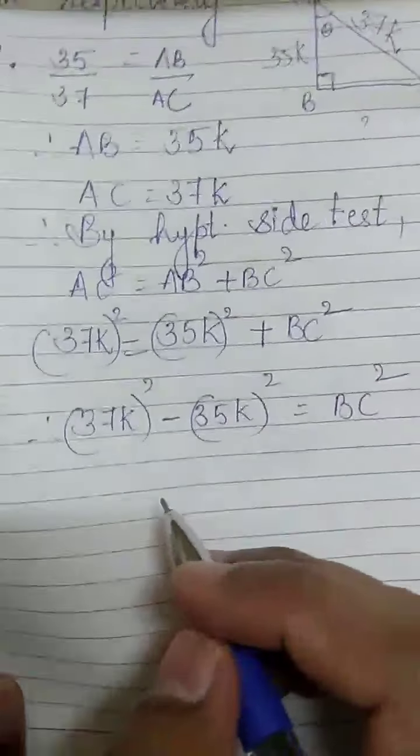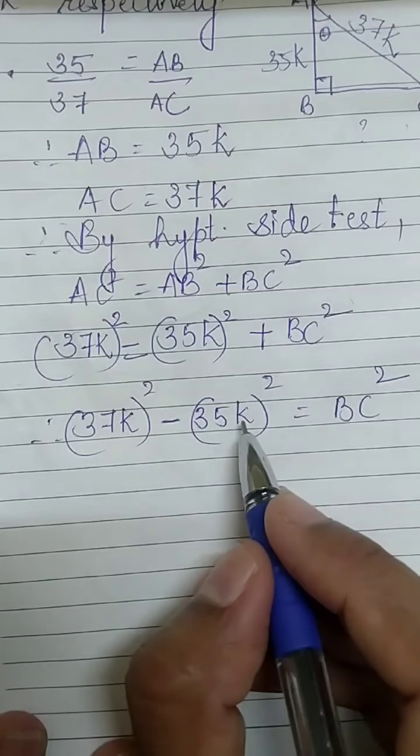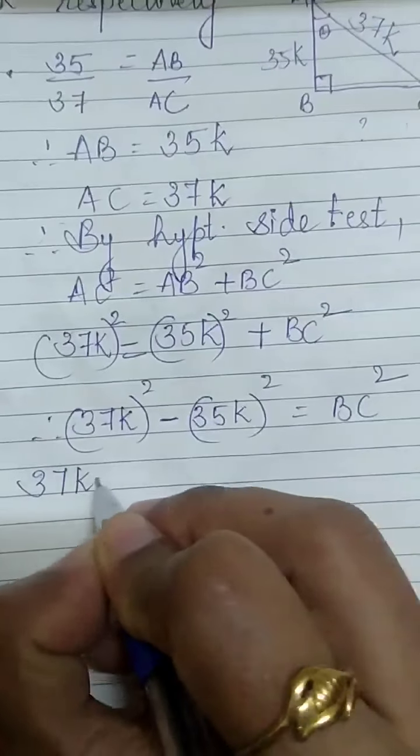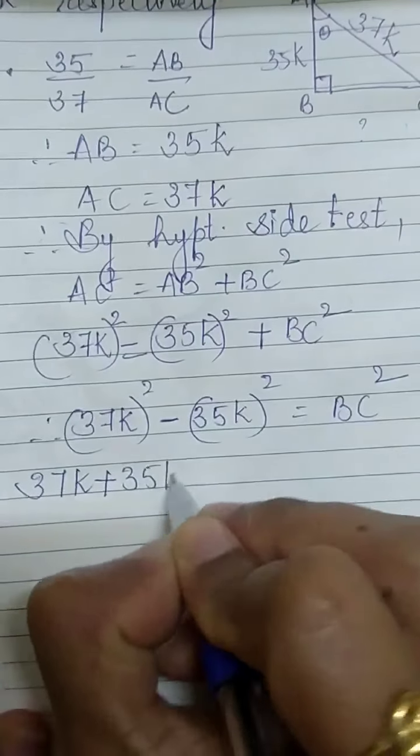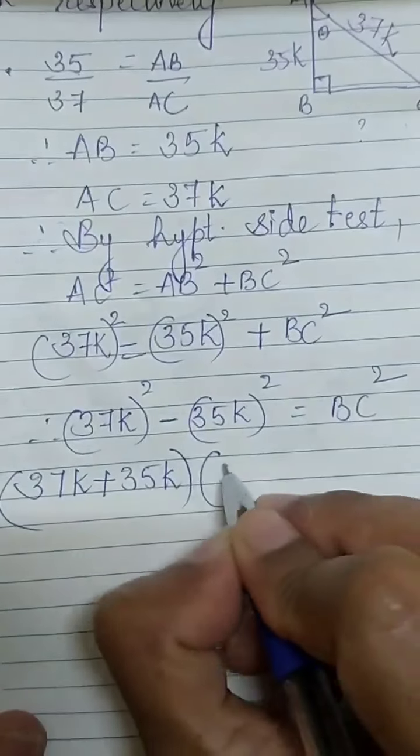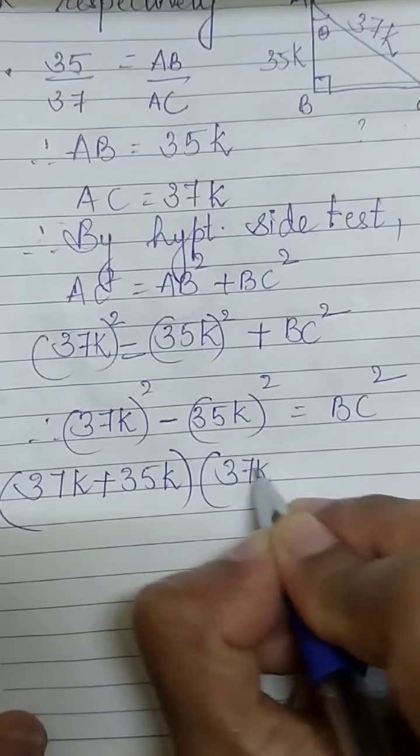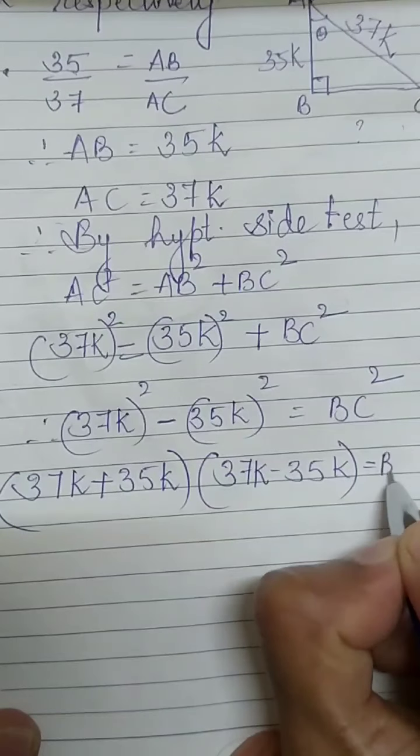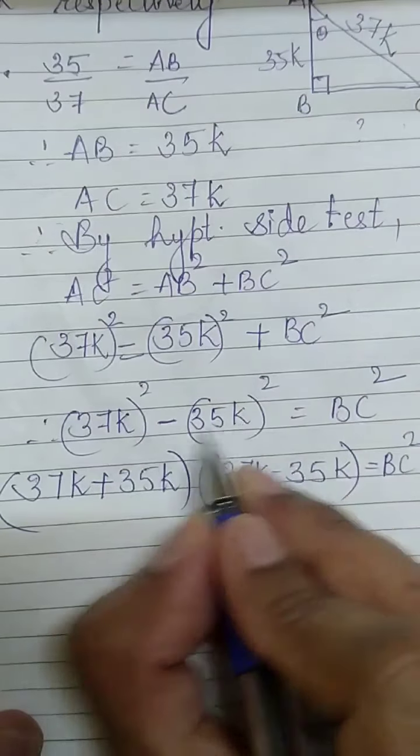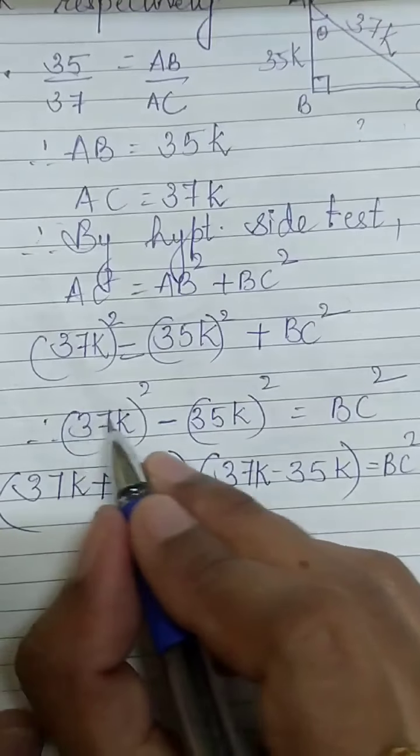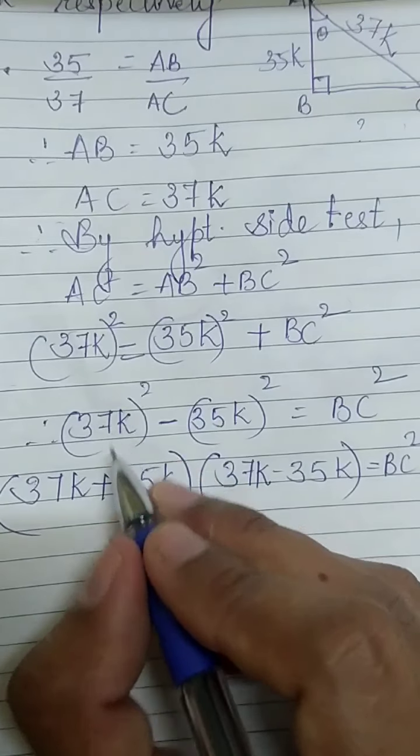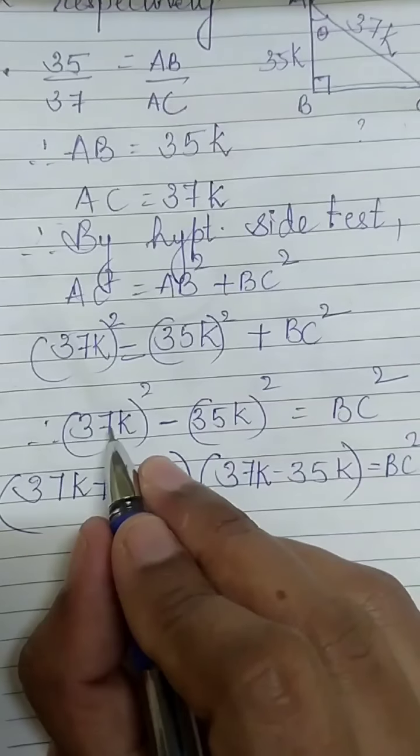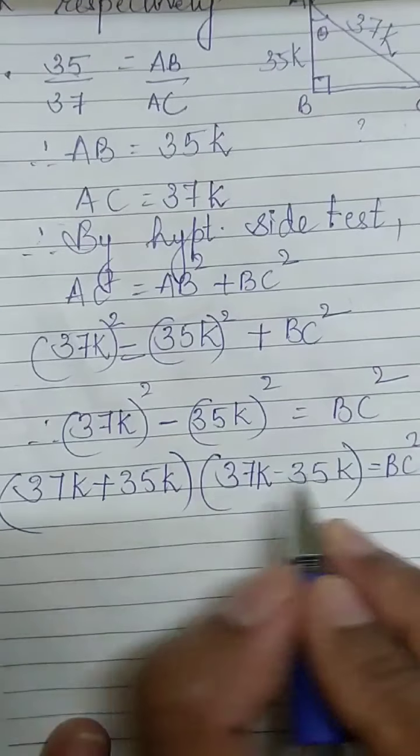I like to do this by the identity a square minus b square, which is a plus b times a minus b. So (37 plus 35)k and (37k minus 35k) is equal to BC square. A square minus b square I used. If you want, you can directly multiply 37 into 37 and write the value, 35 into 35, write the value. I'll go by the a plus b, a minus b method.